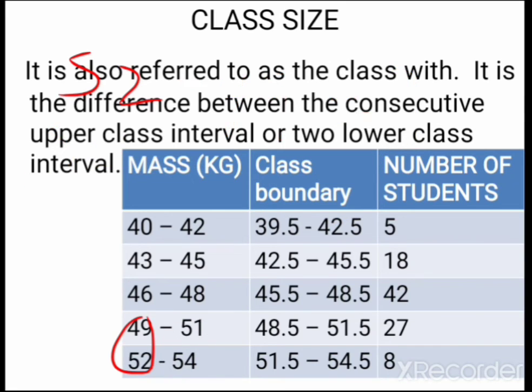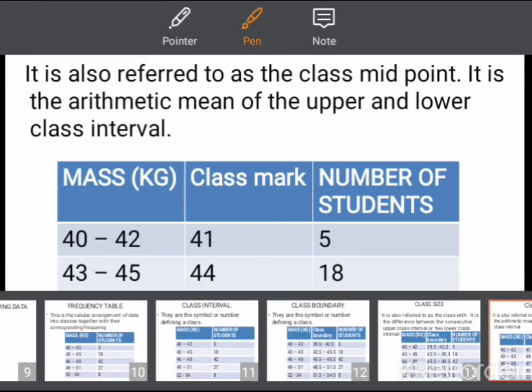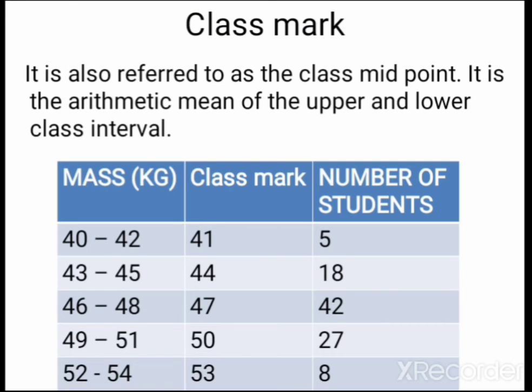Then let's proceed to the next concept that is very important: class mark. Class mark. When we talk about class mark, it also refers to the class midpoint. We call it the class mark or the class midpoint. It is the representative of a particular class. It represents the entire class. And how do we obtain the class mark? The class mark is the arithmetic mean of the upper and lower class interval of a particular class.